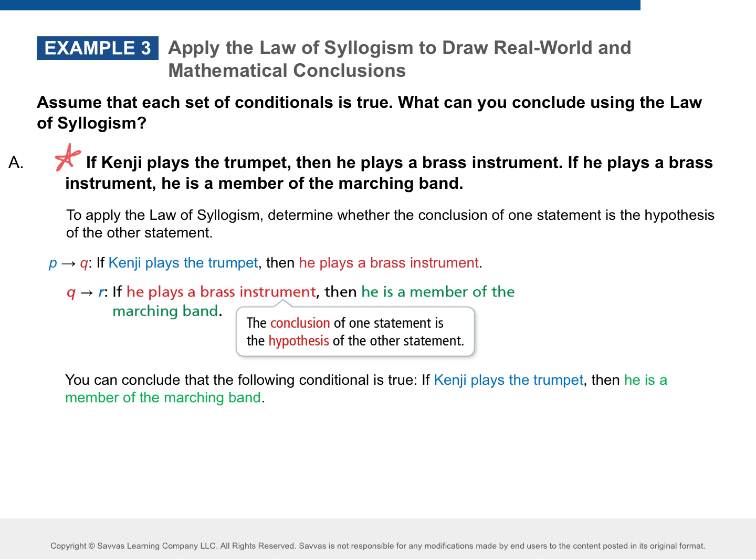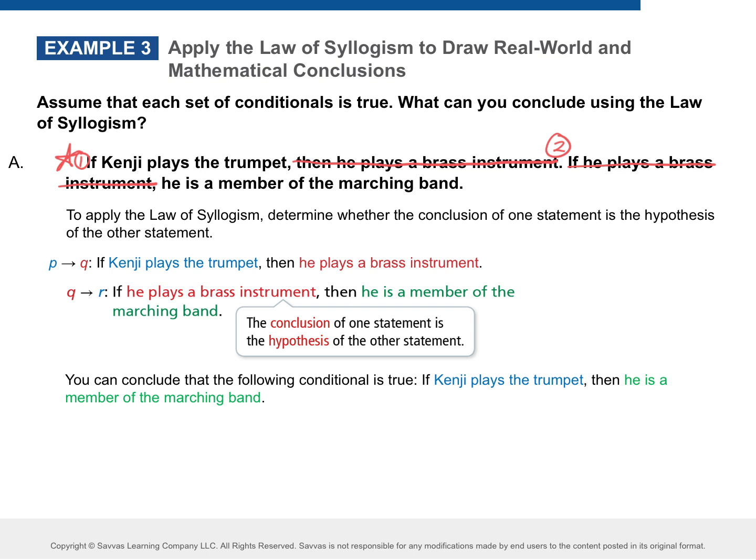Okay, so our first one here, we have if Kenji plays the trumpet, then he plays a brass instrument. That's the first one. Second one's right here. If he plays a brass instrument, he is a member of the marching band. You want to find the statement in both of those that is the same. Do you see a similar statement? The brass instrument, right? We're going to take out that similar saying, and then the rest is our new if-then statement. So our new if-then statement is if Kenji plays the trumpet, then he is a member of the marching band. Does that make sense how I made that?